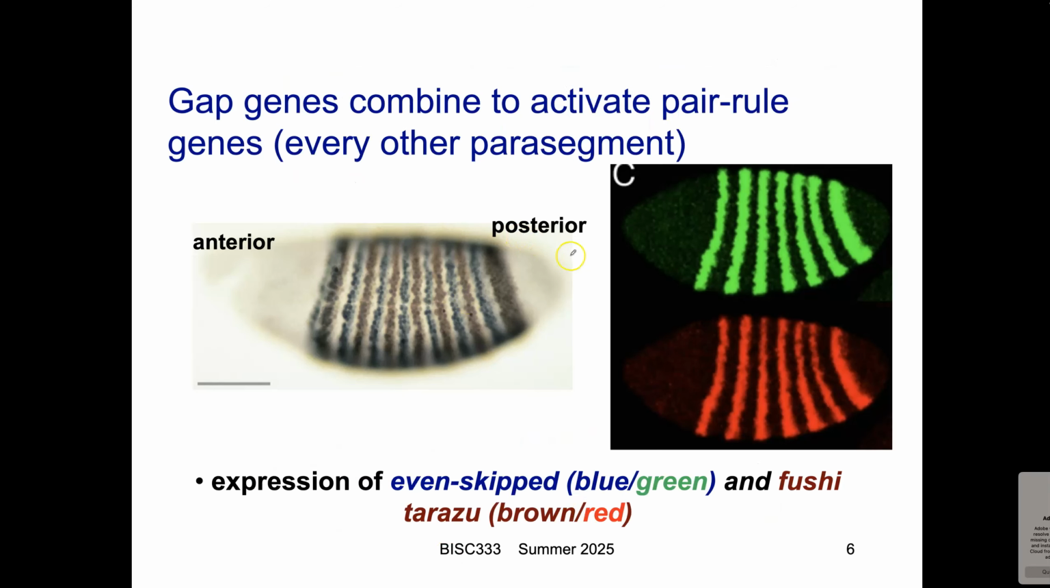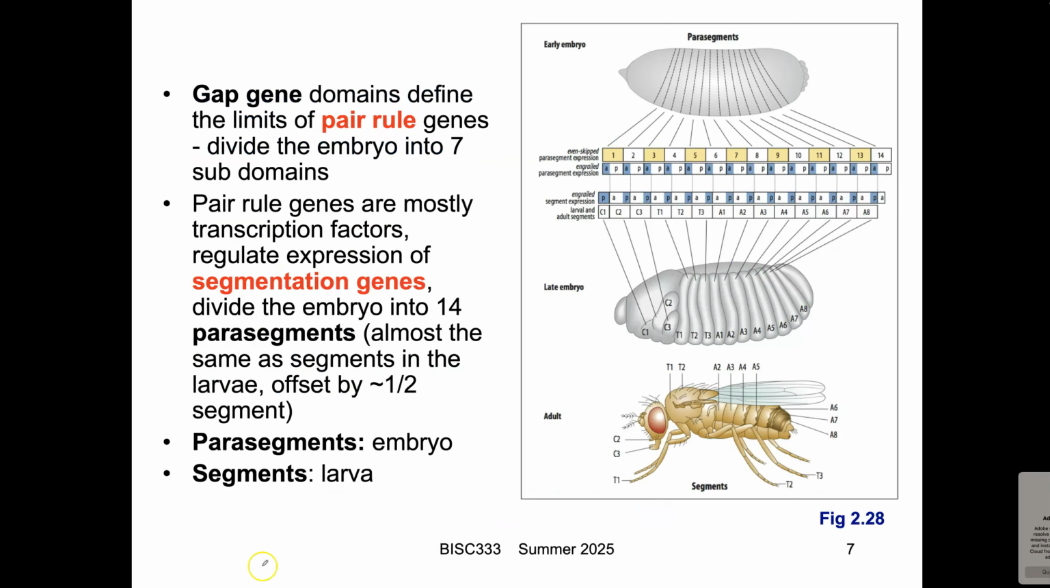And this is just a couple of pair rule genes. This is even-skipped, Eve, shown in the green here, and in the blue here, this is just different ways of staining embryos to see where things are being expressed. And then Fushi Tarazu, which is definitely not pronounced correctly. It's a Japanese name that means sort of alternating stripes, or maybe it means even stripes or something like that. And that's shown in the red here, and in the brown here, and so on. So this just shows you the expression patterns are really beautiful. Very satisfying to do an experiment and see these stripes come up.